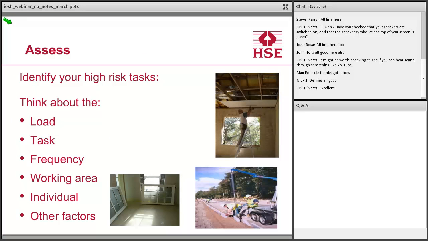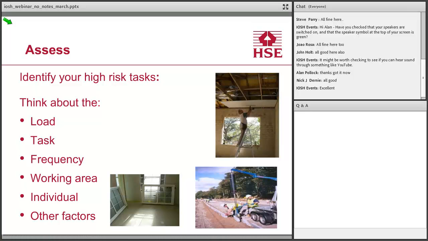So to identify your high risks for manual handling, you need to think about the load. Is it heavy, bulky, sharp edges, difficult to grasp? The task: are you lifting and lowering high distances, excessive pushing or pulling? Carrying distance, twisting the trunk, stooping. And then on the frequency, the work rate, how often does this task have to be done?